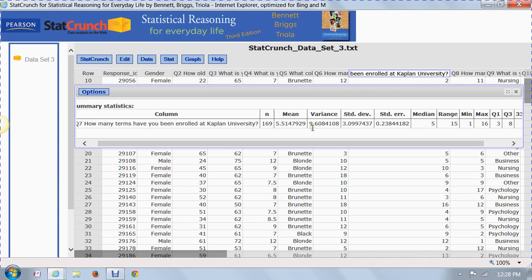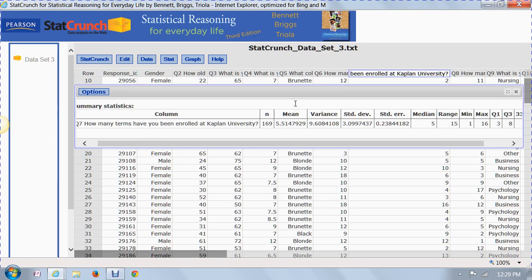The square root of the variance is the standard deviation, which is 3.099. Say 3.1 years, or terms rather, is the standard deviation. That gives you an indication of how variable, how widespread the data is. And we're going to use standard deviation throughout the remainder of this course. I want to make sure you understand what it measures is the variability.